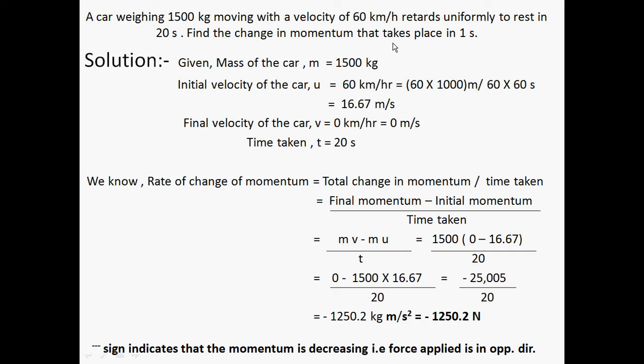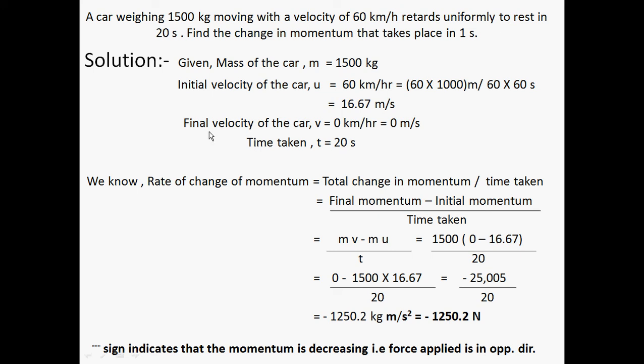Now students, first of all we write the given data in the numerical. The mass of the car is 1500 kg and the car is moving with a velocity of 60 km per hour. That means the initial velocity of the car will be 60 km per hour. Then we will talk about the conversion of the units afterwards. Then it is retarding uniformly to rest. That means the car is retarding to rest.